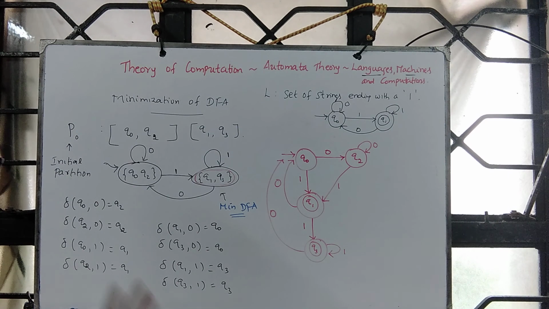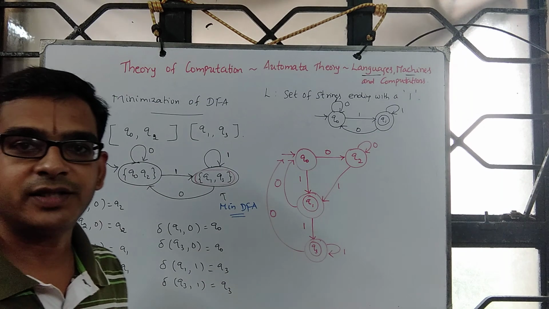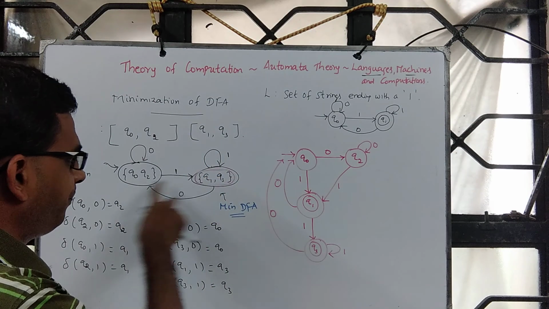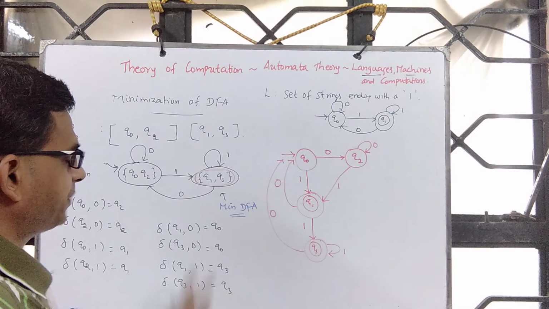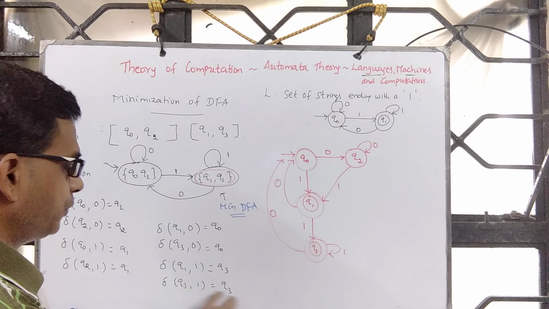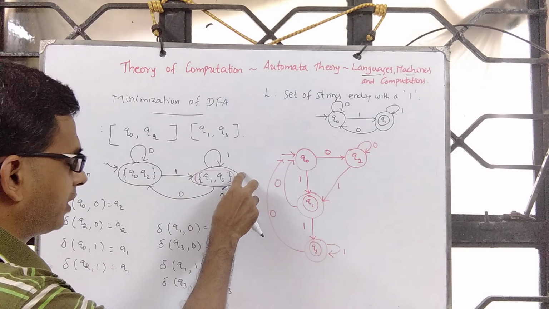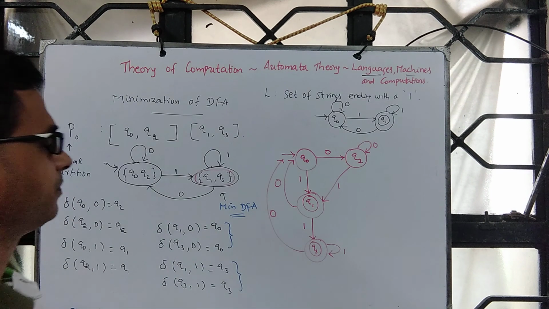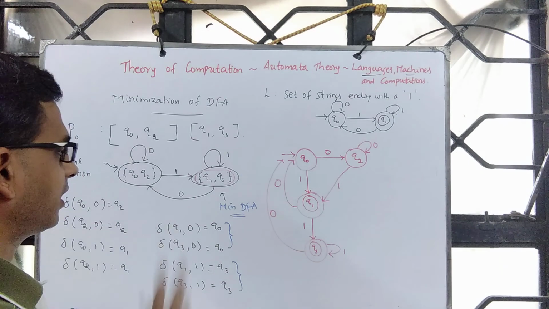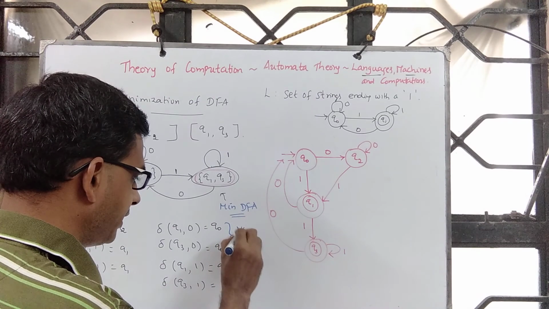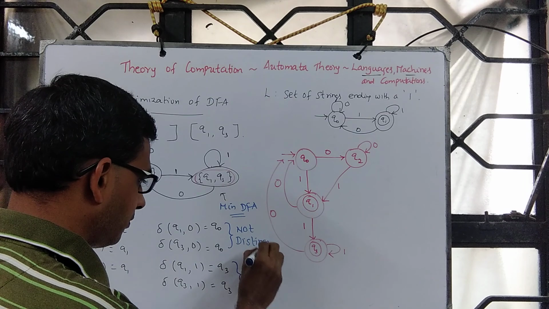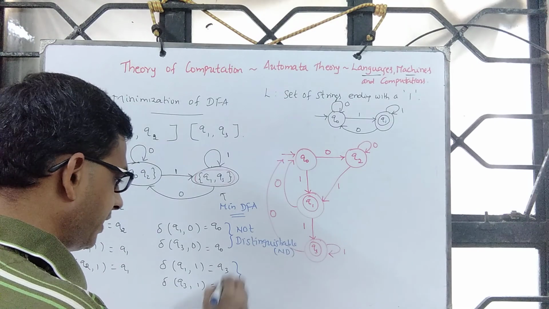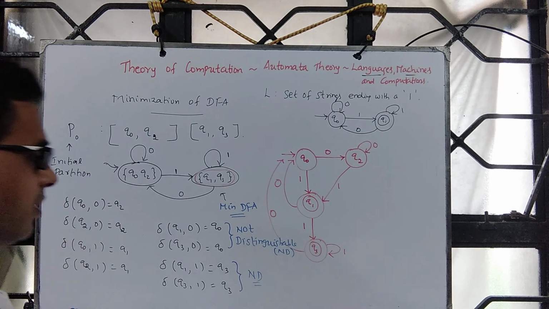Okay, so what is this telling us? Now we should slowly formalize things so that it works for any example. It tells you that when you read a 0, you go here. When you read a 1, you stay here. Which means the outputs of Q1 on 1 and Q3 on 1 both come to the same block. Similarly, Q1 on 0 and Q3 on 0 both go to the same block, and they are not distinguishable. Let me use ND for non-distinguishable, and similarly these two are not distinguishable. These two states are not distinguishable.